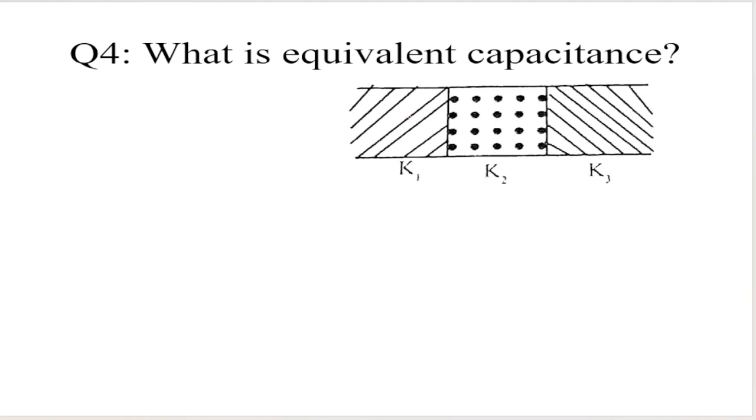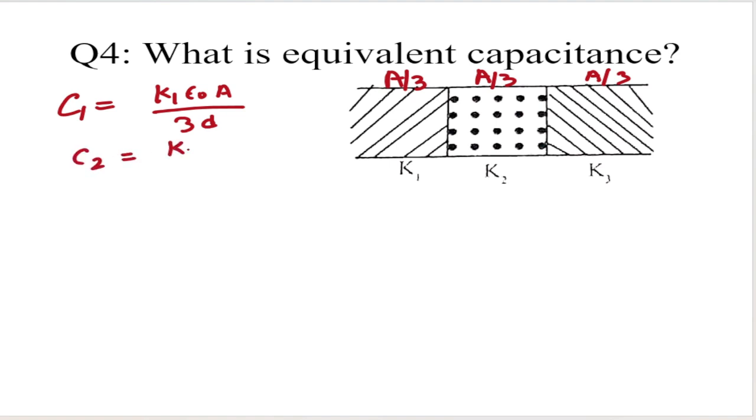Now, question number 4. What is the equivalent capacitance? Now in A by 3 area, K1; next A by 3 area, K2; next A by 3 area, K3. And when the area is divided, then these capacitors are connected in parallel. The capacitance of the first one is K1 epsilon naught A upon, अब 3 shift हो गया in denominator, 3D. C2 equals K2 epsilon naught A by 3, का 3 हमने shift कर दिया in denominator, और C3 equals K3 epsilon naught A upon 3D.